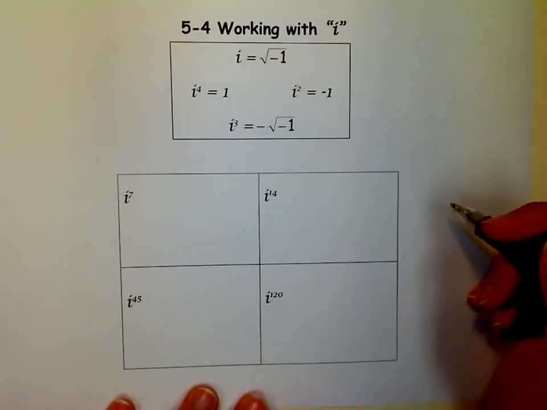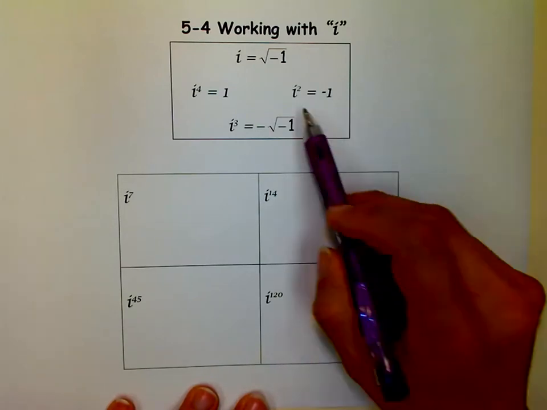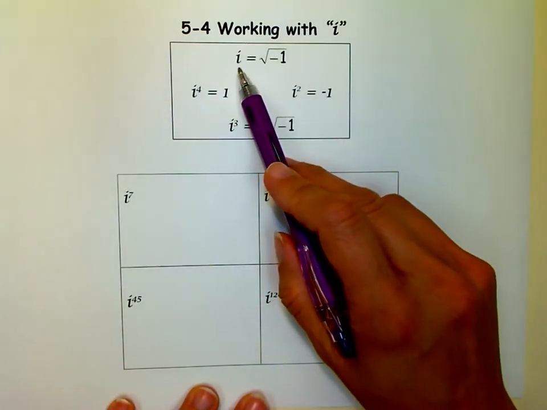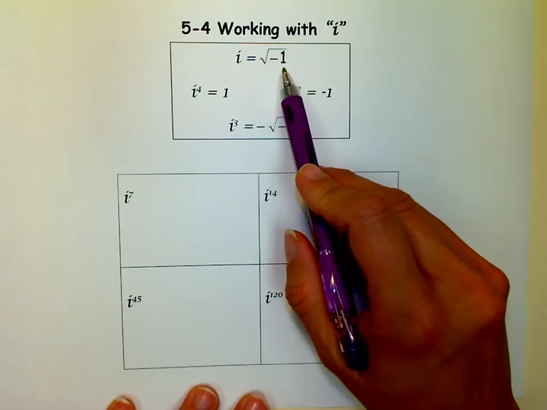Greetings, M squared, and we are going to talk about i. Remember, i is an imaginary number and its value is the square root of -1.